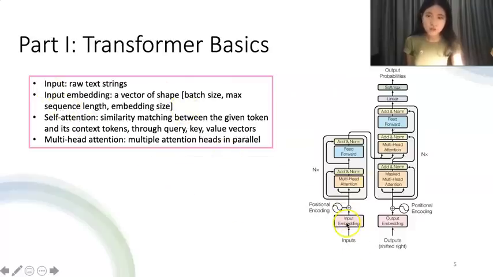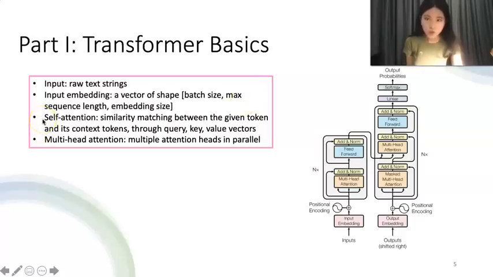And first of all, you need to convert or transform your input raw text strings into embeddings. That is called the input embedding, which is a vector of shape batch size, max sequence length, and embedding size. We will go into the details of how you get your embedding. But before that, let me just tell you more about the transformer basics, the important things.